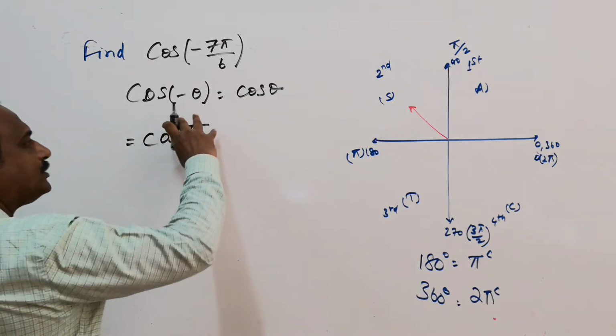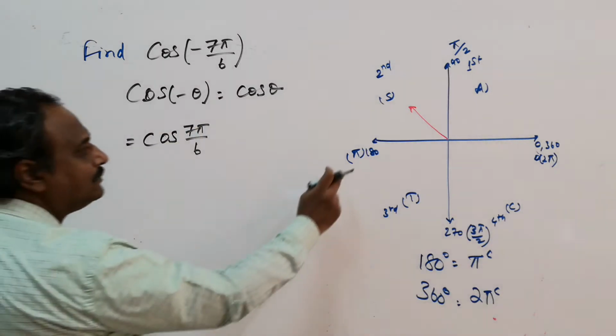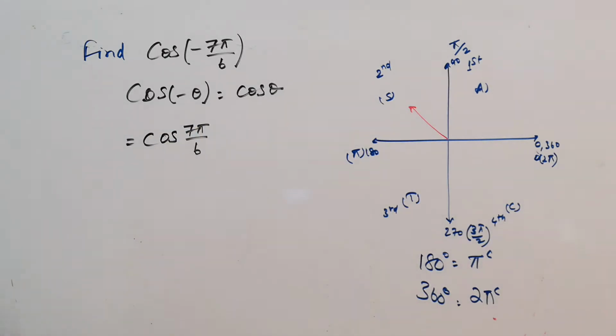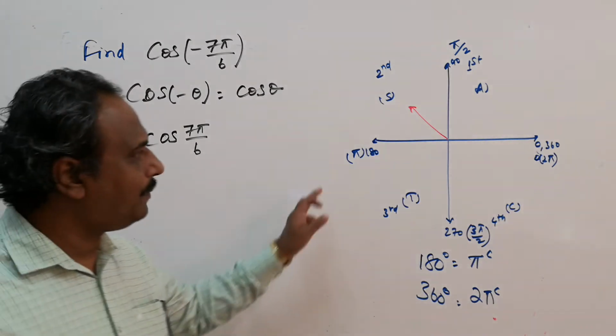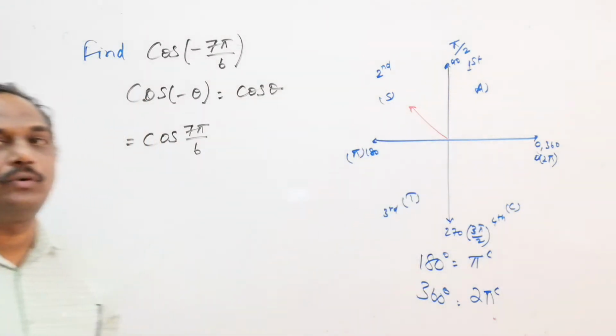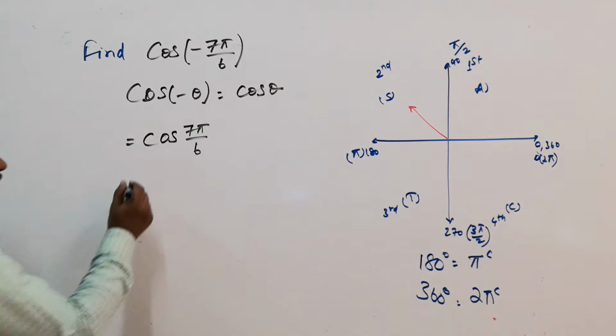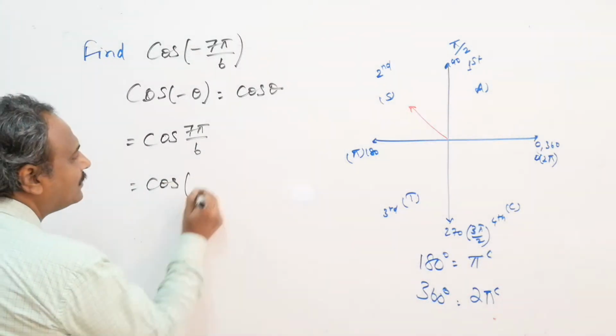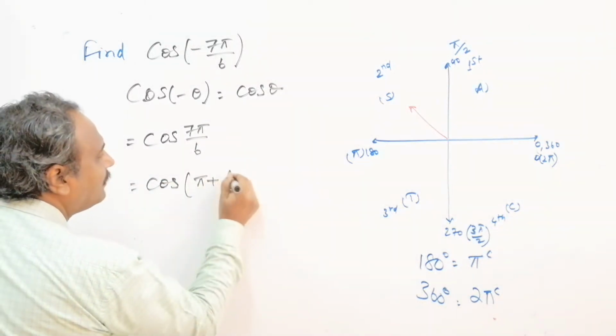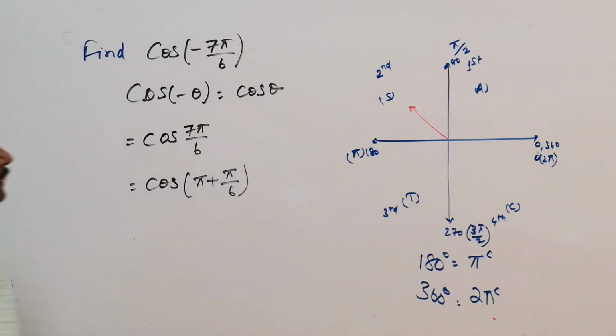Now, I am going to express 7 pi by 6 in terms of pi. We can express it in terms of 2 pi based on the values. How can I write this? Easily, this is pi plus pi by 6, isn't it?